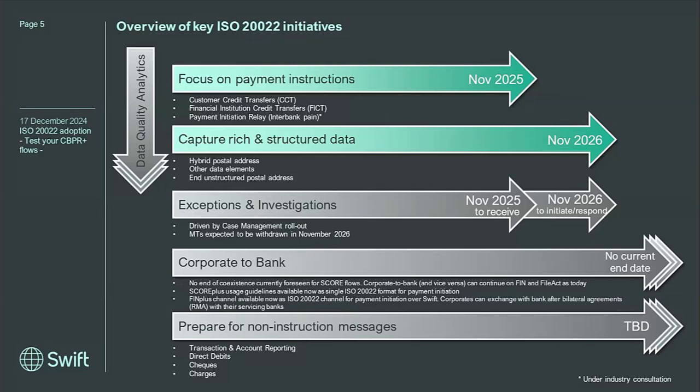Then we are moving into the third swim lane, which are exceptions and investigations. So this is all about migrating your ENI messages that in the MT world are the MT 199s, 95s, 96 into the ISO alternatives, which are CAMT 10, CAMT 11 messages. And this is really more than just a pure format migration and is driven by the rollout of the Swift Universal Case Management, where we want to make case available for the whole community.